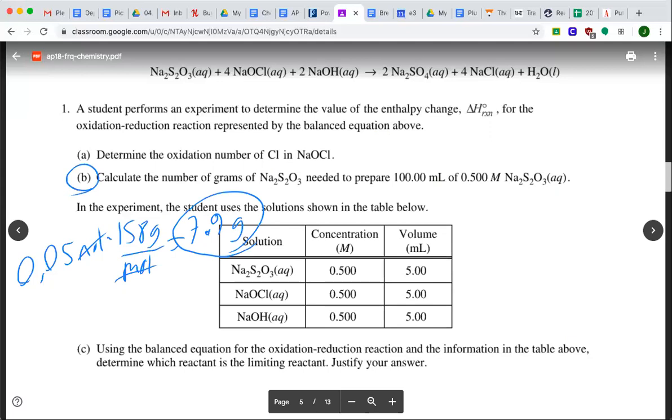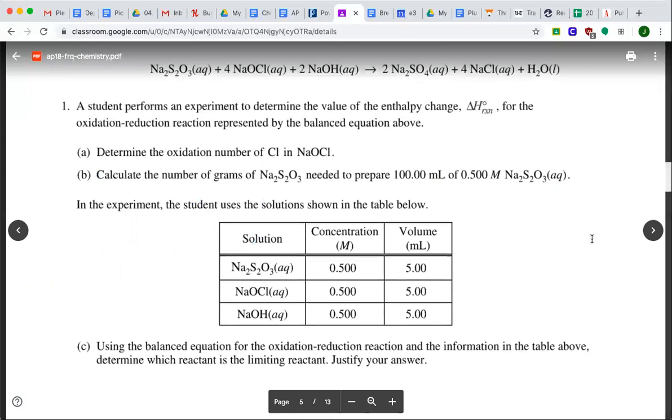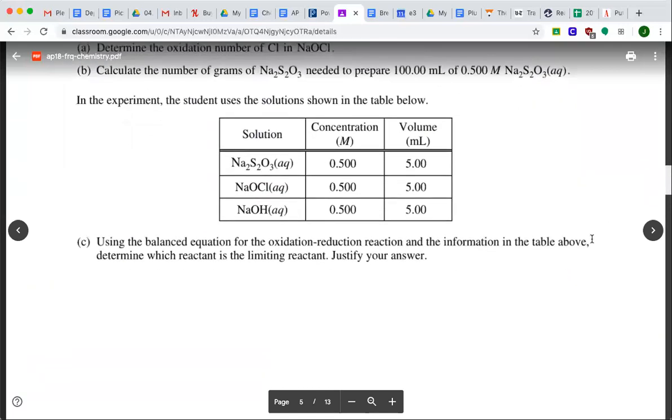Okay, I'm going to erase the board in 3 seconds. So 3, 2, 1. All right, go with the red pen here, higher contrast. Okay, so I'm going to scroll down a little bit. And the question asks me, in the experiment, the student uses the solutions shown in the table below. So here are the solutions. Using the balanced equation for the oxidation reduction reaction and the information in the table above, determine which reactant is the limiting reactant and justify your answer.